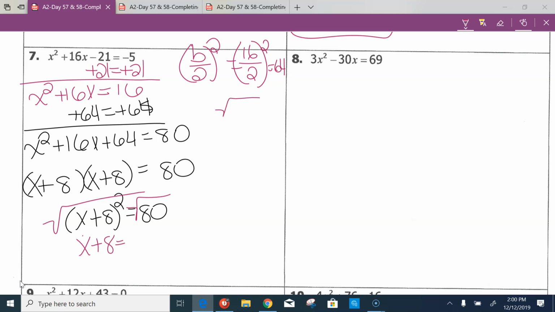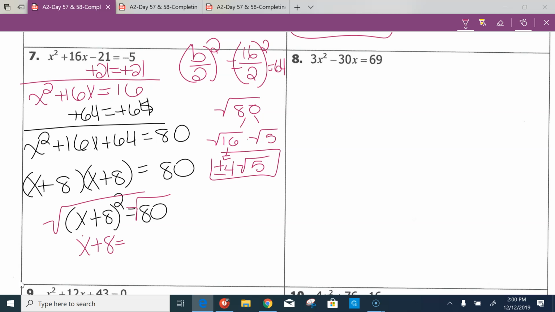Let me break down the square root of 80 because it's not a perfect square. The square root of 80 can be derived by taking the square root of 16 times the square root of 5. The square root of 16 is just 4, positive 4 and negative 4. The square root of 5, however, does not get any smaller.